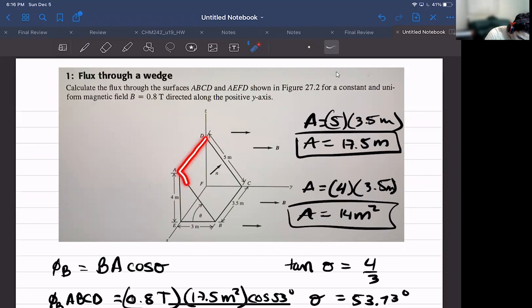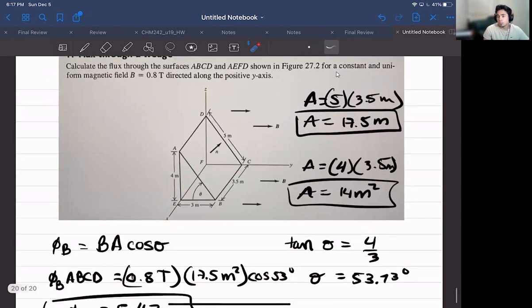And here we have two different surfaces. We have this one, the ABCD, which is this one right here, which has an angle with the regular surface. And we also have this one right here. Okay. So we need to know what the flux is.